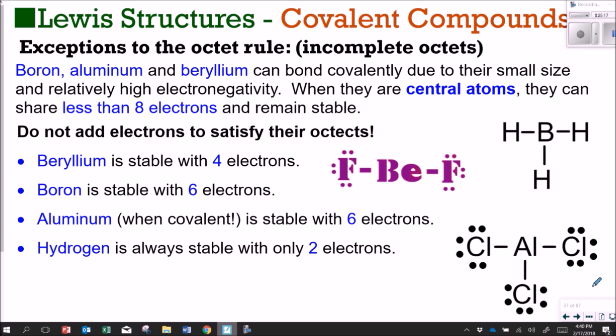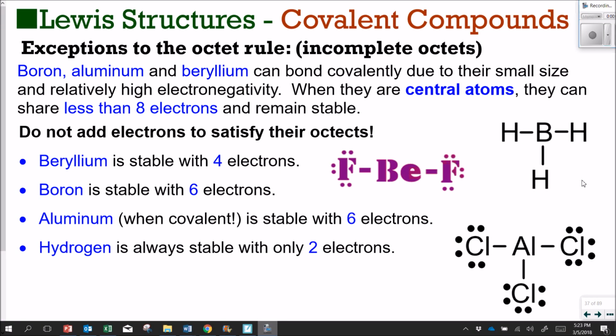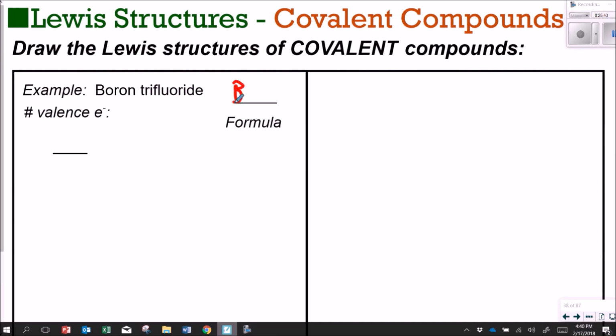Remember that there are some exceptions to the octet rule. Again, pause the video, read over the rules, and then we will practice. Boron trifluoride is BF3. Valence electrons for boron is 3. And then for fluorine is 7. And I have 3 fluorine atoms.